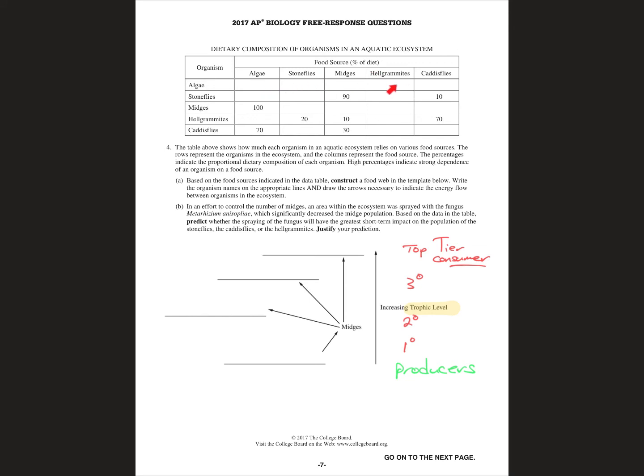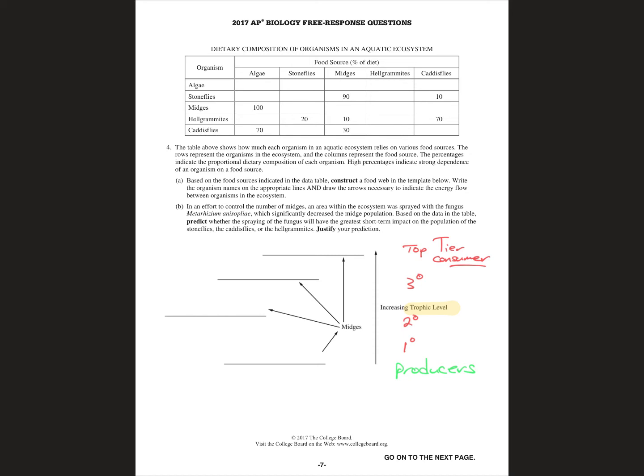So I see algae, food source, percent of diet. Algae doesn't eat anything. They're producers. So algae is a producer. Stoneflies eat midges. Midges eat algae. They don't eat anything else. Stoneflies also eat caddisflies. Helgrammites eat stoneflies and midges and caddisflies. So that's probably closer to the top. And caddisflies eat algae and they eat midges. All right.